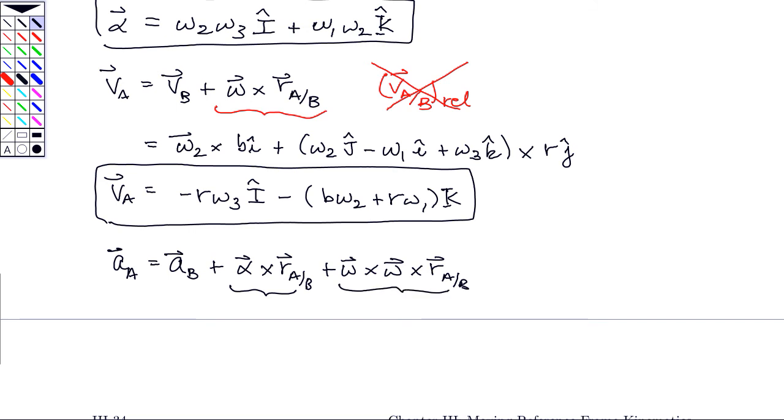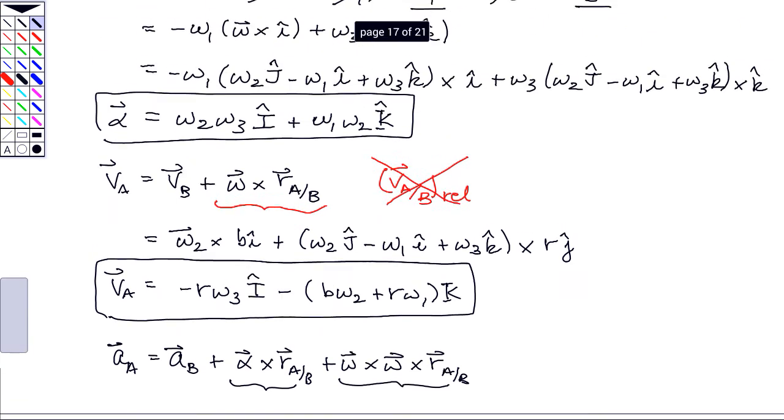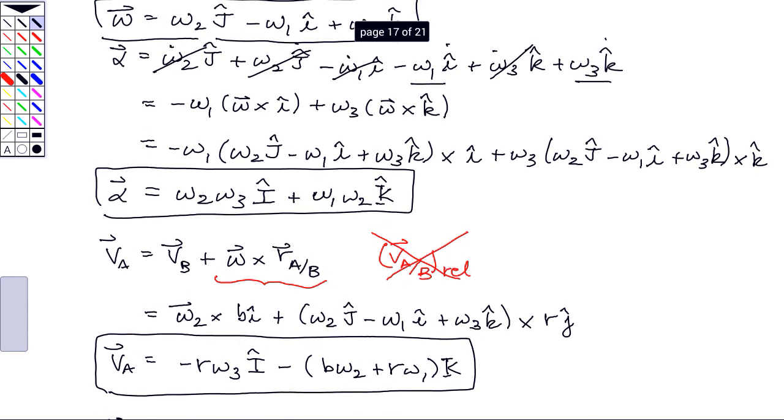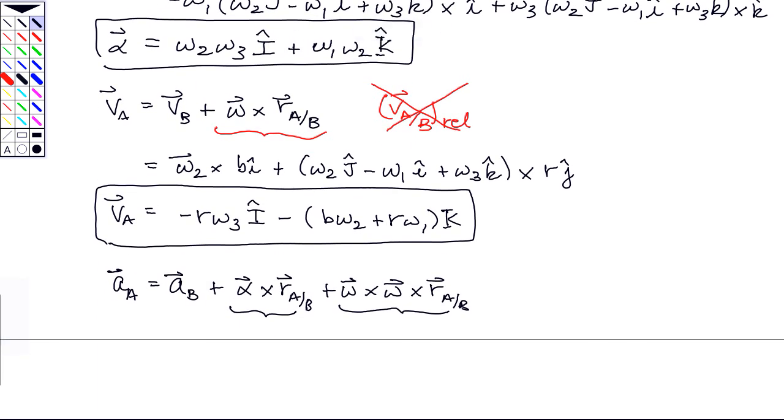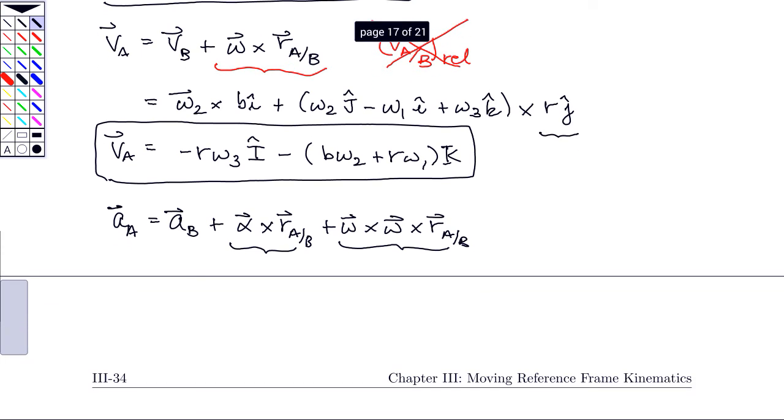The alpha and the omega are the alpha and the omega that we worked out above, as you can see right here. And the r from A to B is the same r from A to B that we worked out right there. So now all we've got to do is figure out what's going on with the acceleration of b, and then propagate the algebra through and see what we get.